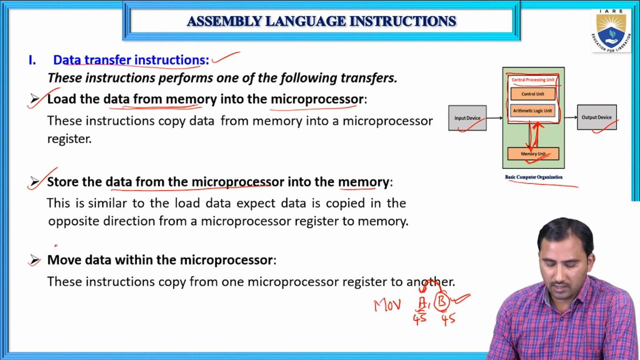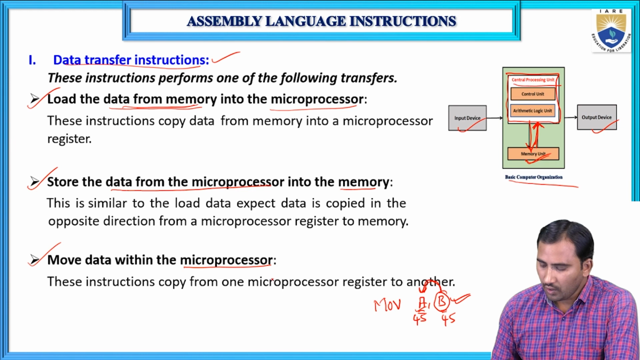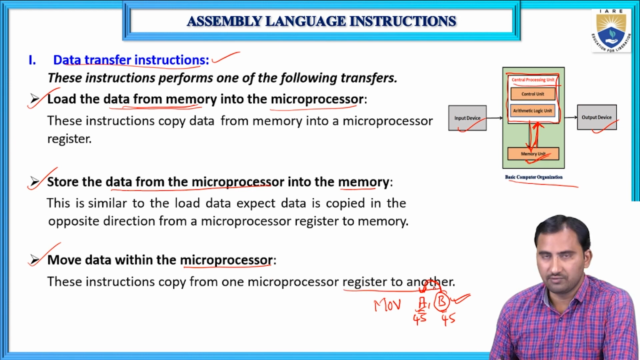And the third one is moving data within the microprocessor. We have already seen that the microprocessor contains multiple registers. That means we can copy the data from one register to another register available inside the microprocessor. So, register to register transfer. These are the three.